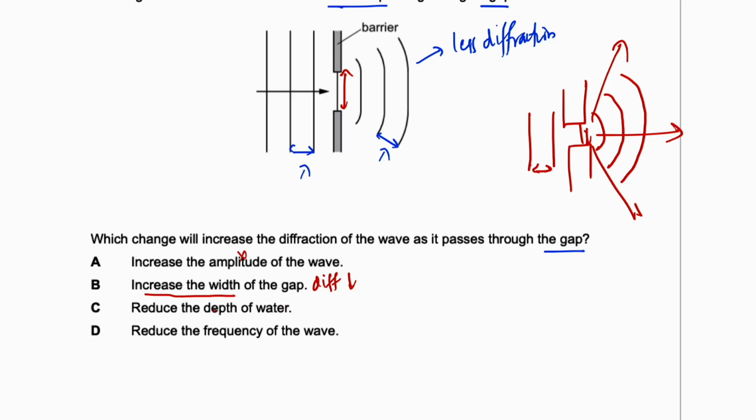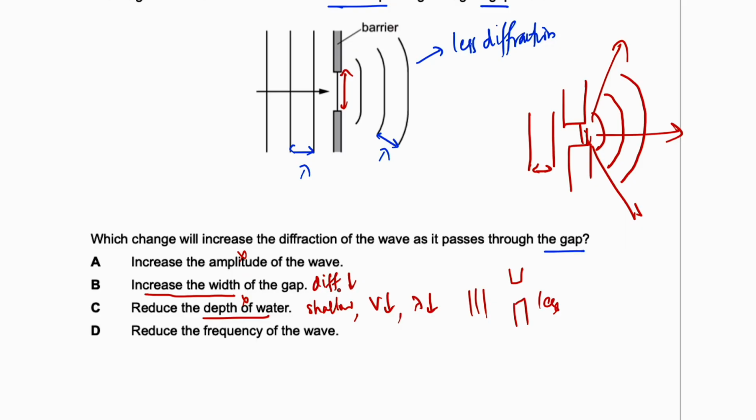Reduce the depth of water. If you reduce the depth, that means it's shallow. If it's shallow, then the speed decreases. When the speed decreases, the wavelength decreases. So there is some effect when you reduce the speed. Shallow water, the speed is lower, same frequency, lambda decreases. Now the wavelength is smaller, but the gap is still bigger. So it's again going to be less diffraction. So that is of no use for us.